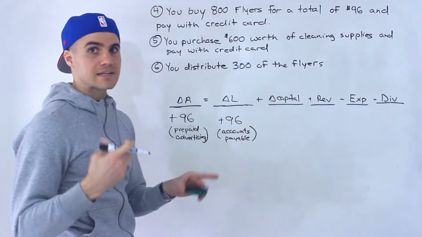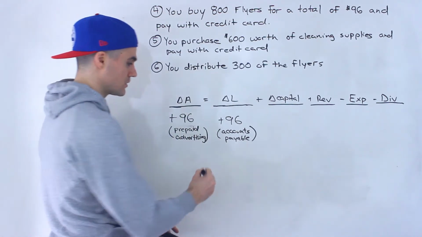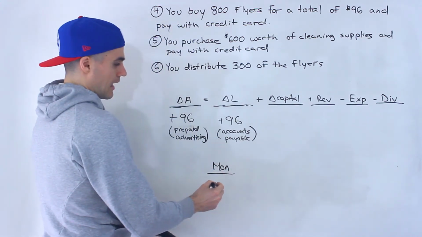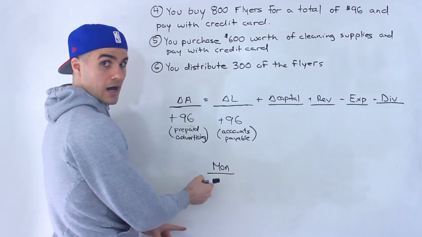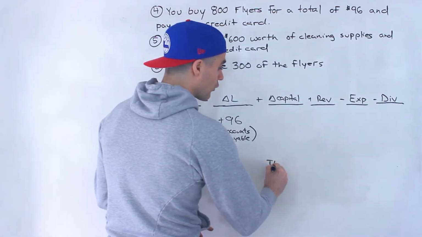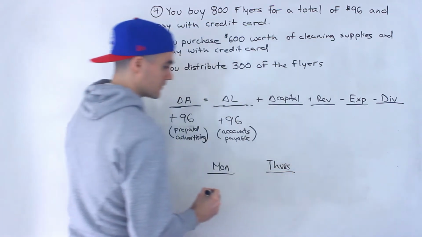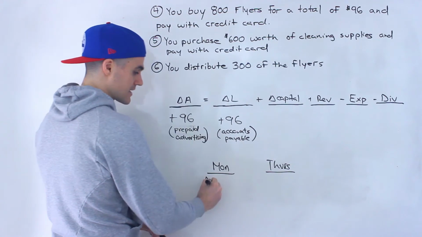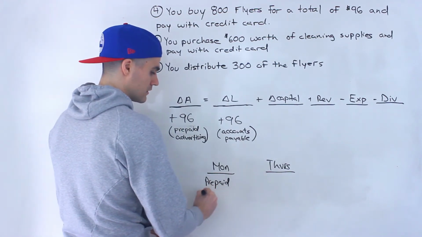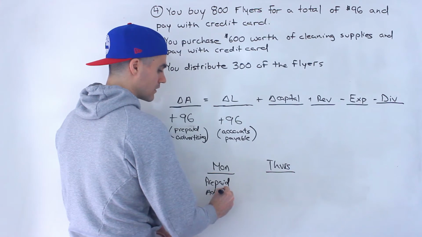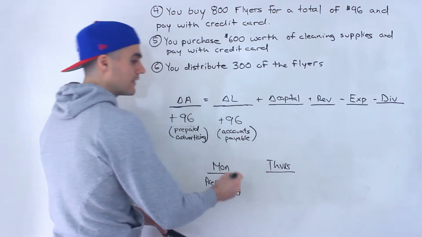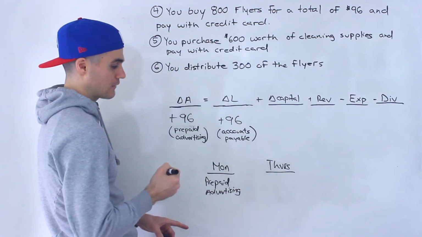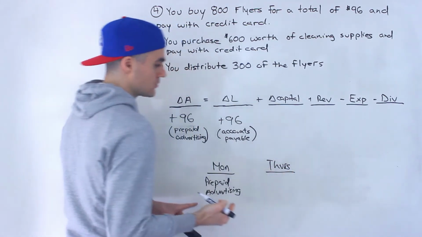Another example could be like a TV ad that you're going to run. So let's say it's Monday. And then you purchase a TV ad that's going to run on Thursday. Right? When you purchase that TV ad, that is an asset on Monday. And that would be prepaid advertising. And then once that ad runs on Thursday, then it becomes an expense, an advertising expense. Then this would flip to an expense.